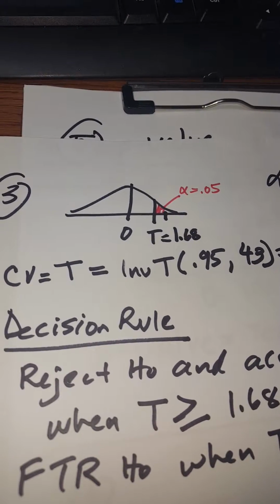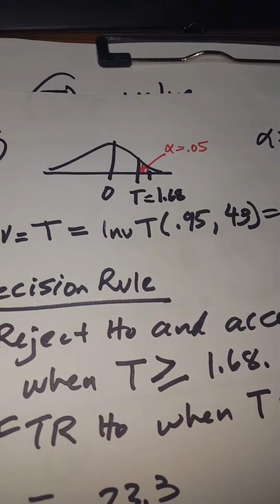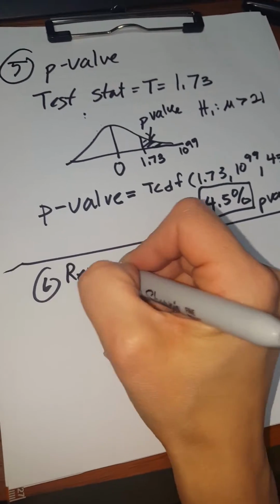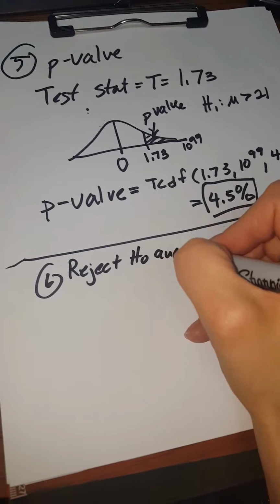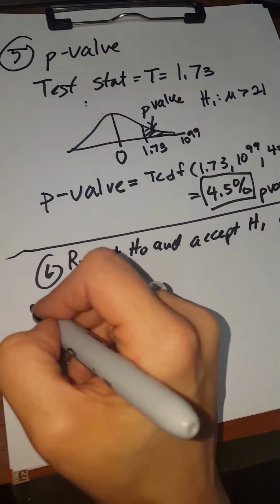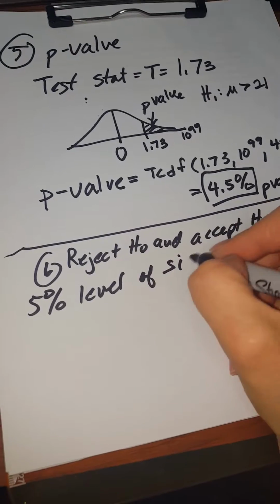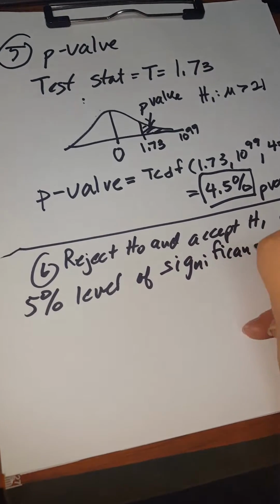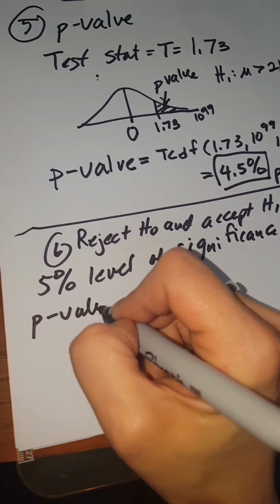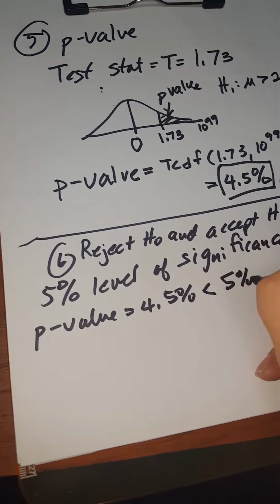The fact that it's in that red region, the reject region, means we would reject our null hypothesis in favor of our alternative. That's essentially what I'm going to write here. So we're going to reject H0 and accept H1 at a 5% level of significance, because our p-value equal to 4.5% is smaller than 5%, which was our alpha.